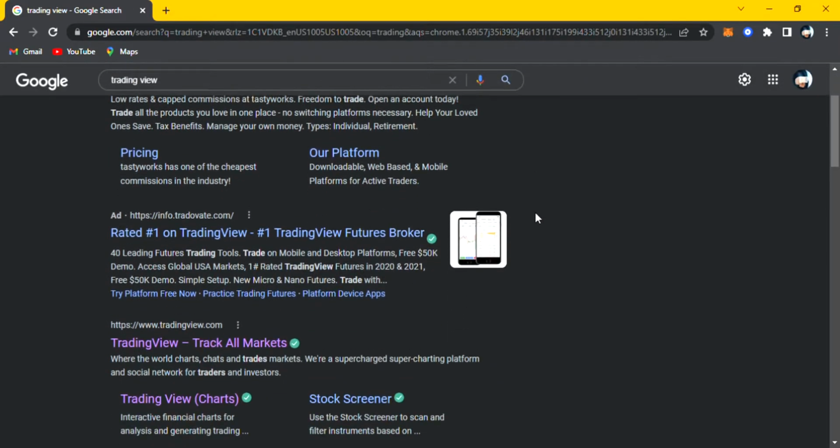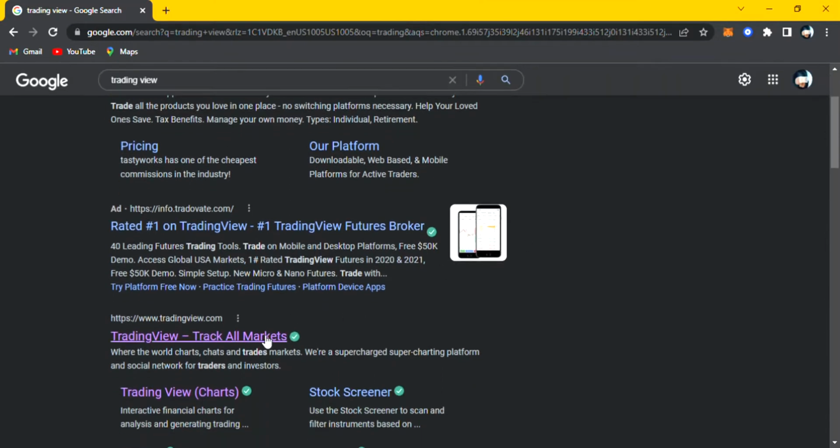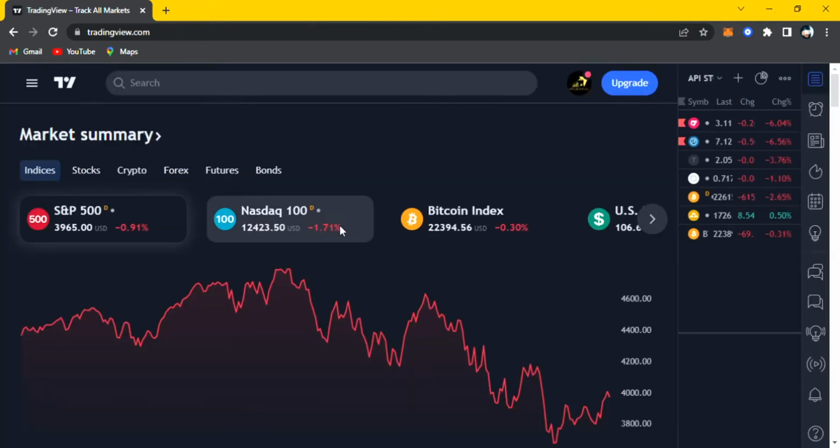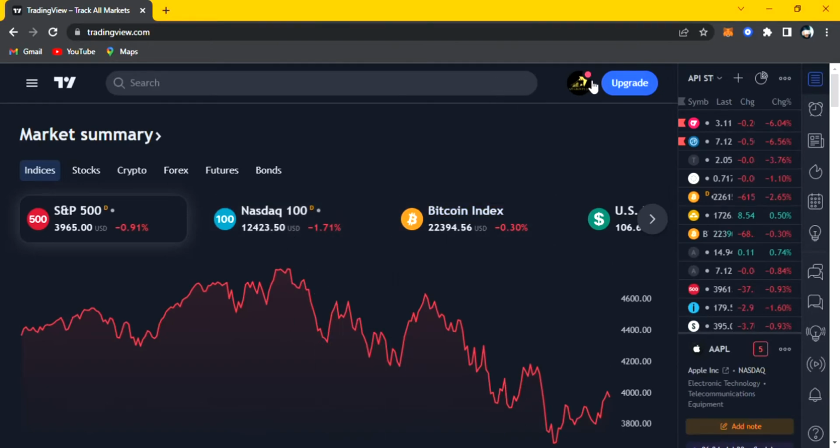You may have to go down a little bit. You'll see it, tradingview.com. Click on it. It'll open up to a screen like this. Okay, you may have to make an account. This is an account that I have already, and the account is already made. So I'm not sure if it may open you up to a different screen.